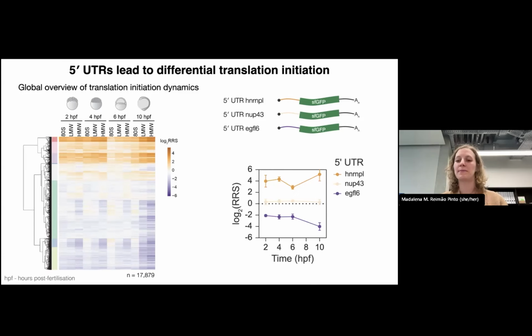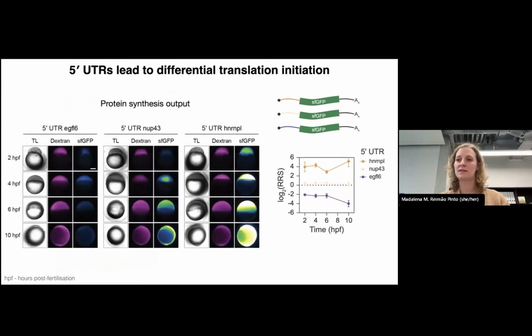We also wanted to make sure that RRS actually serves as a proxy for protein synthesis capability. So we took 3 reporters that lead to high, intermediate, or poor ribosome recruitment throughout development, and we injected them each separately with a dextran dye control. For example, on the left panel, this is the 5' UTR that leads to low ribosome recruitment, and you can see that there's almost no superfolder GFP expression, whereas on the right, the 5' UTR of HNRNPL, which leads to high ribosome recruitment, leads to superfolder GFP production already at 2 hours, and this is greatly enhanced throughout development. So this indicates that RRS is a good proxy for protein synthesis output, and that at least in this developmental context, initiation seems to be rate limiting for protein synthesis.